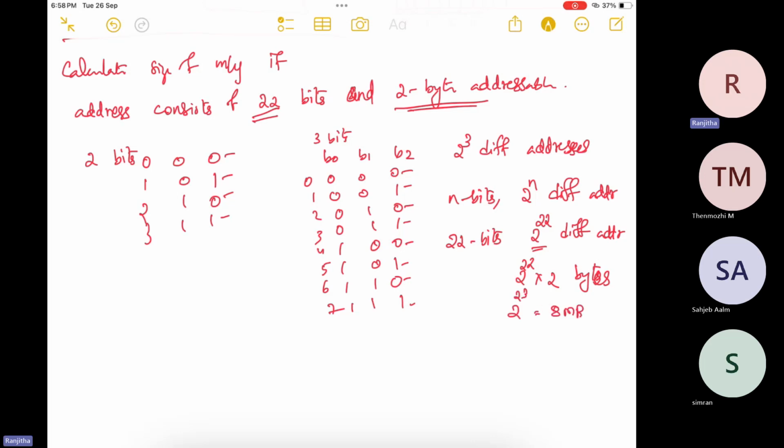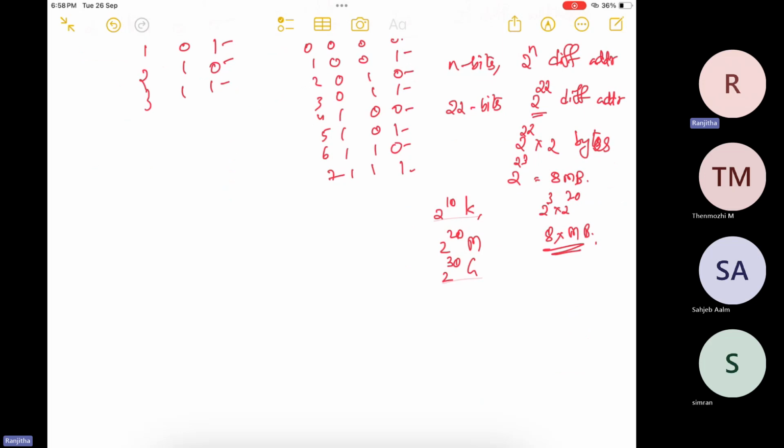Which is 8 MB. Normally in this calculation, we take 2 power 10 as K, 2 power 20 as M, and 2 power 30 as G. So it is actually 2 power 3 into 2 power 20, which is 8 MB. I hope this translation is clear: with n bits, we can address 2 power n different locations. Now the next question is.